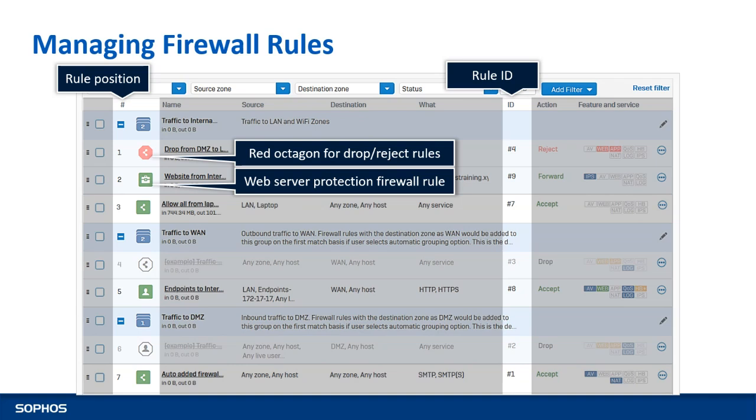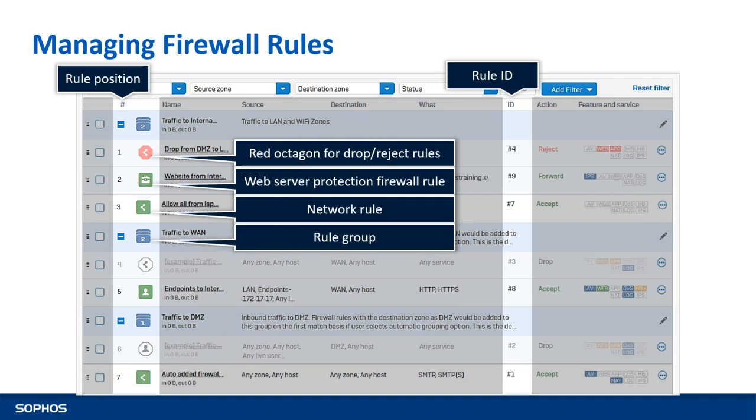The red octagonal icon is for a drop or reject rule. This is important: the web server protection firewall rule, which I mentioned is used for protecting web servers. Then the network rule, where traffic is matched. And the rule group or user group.